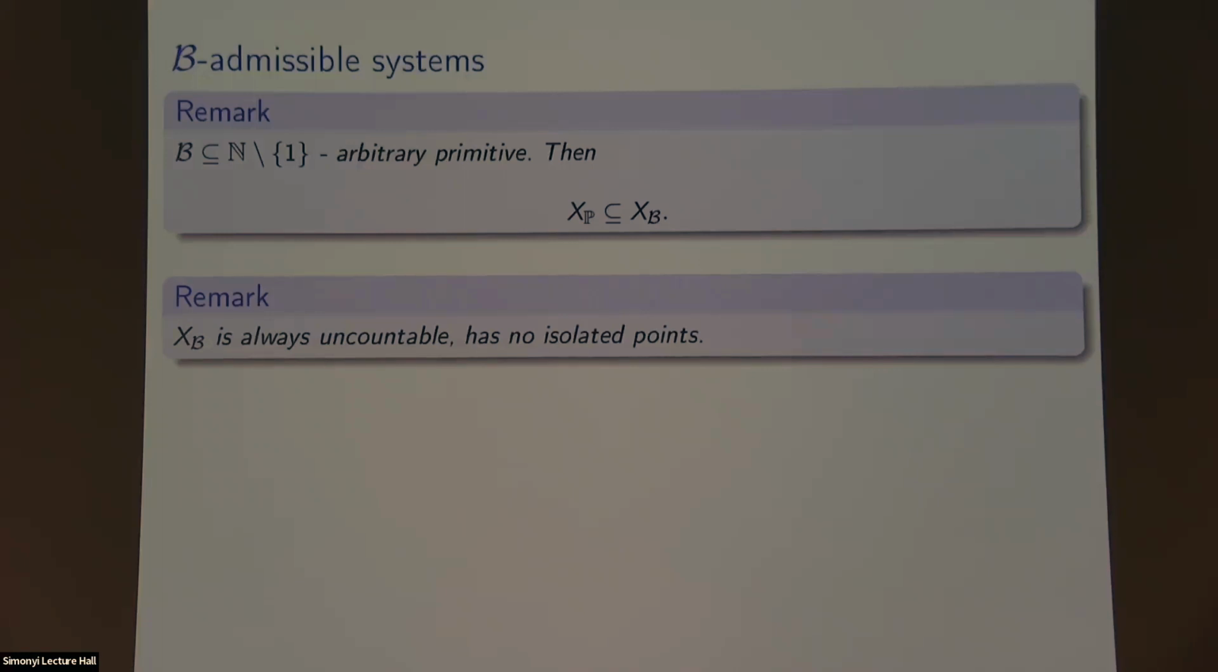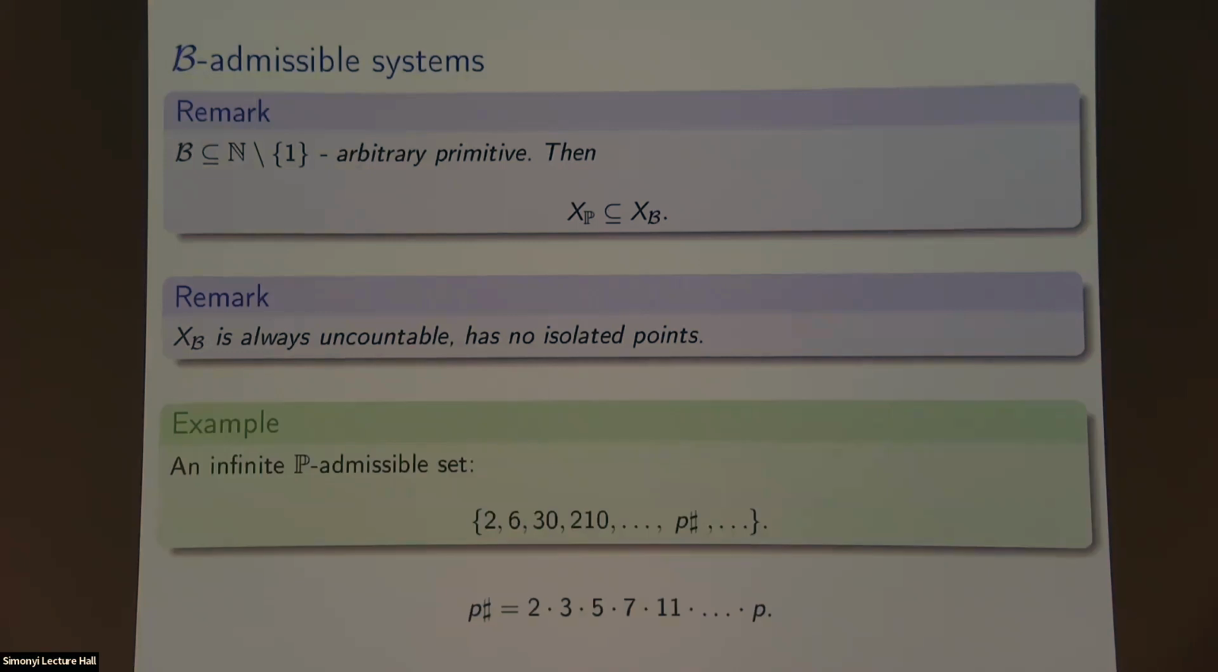Another important thing is that the B-admissible subshift is always uncountable and it has no isolated points. With respect to uncountability, it is enough to observe that there exists an infinite P-admissible set. And there are several constructions. Let me propose just the set of primorials of all primes. This set is infinite and it is easy to observe that it is P-admissible. So it is B-admissible for every B.